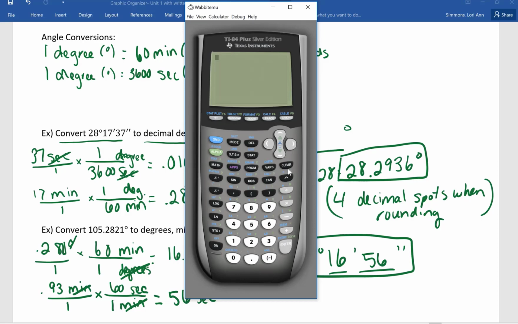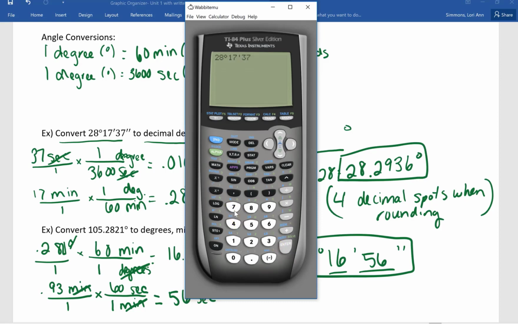Next step, enter degree. So we have 28 degrees. We're going to go to second apps. There's your degree symbol. We want 17. We need this minute symbol. So second apps again. Go down to 2, hit enter. And then we want 37 seconds.